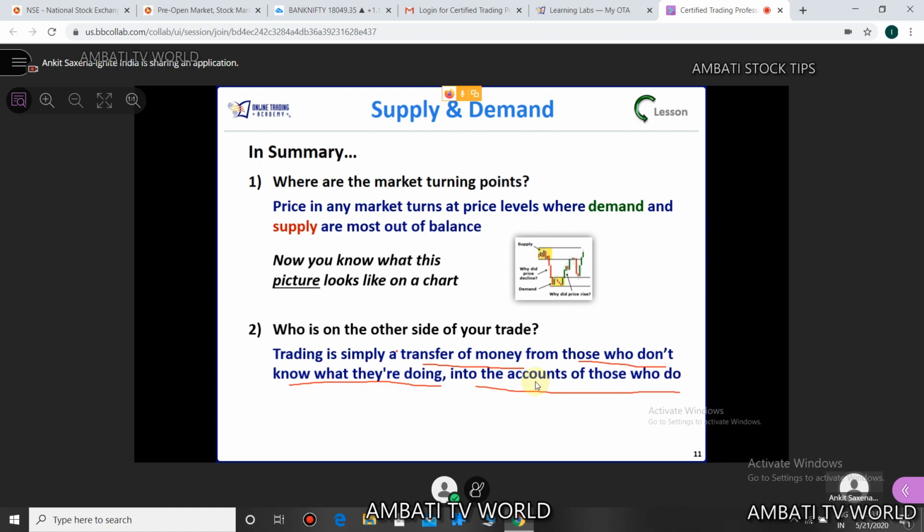And we realize that after making huge losses. One day or the other, we realize that, but after incurring huge cost. Isn't it? So trading is simply transfer of funds from the account of illiterates into the account of literates. That's it.